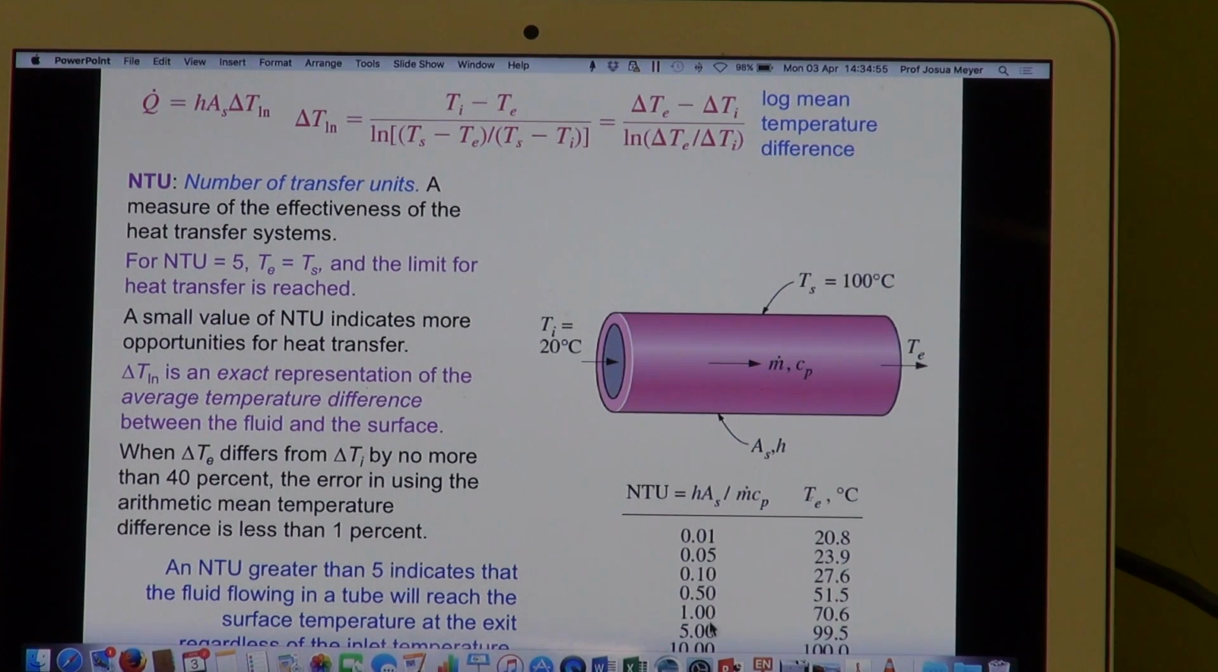And we've looked at different values. And I've indicated to you that normally NTUs of 5 and larger should never be used. Okay. Why? Because if the NTU is equal to 5, then the outlet temperature is going to be approximately 99.5% of that of the wall temperature. And from a value of 3, the 3 is not in here, but between 3 and 5, just to get 1% more or 2% more, you will typically have to double the size of the heat exchanger, and that's very expensive.